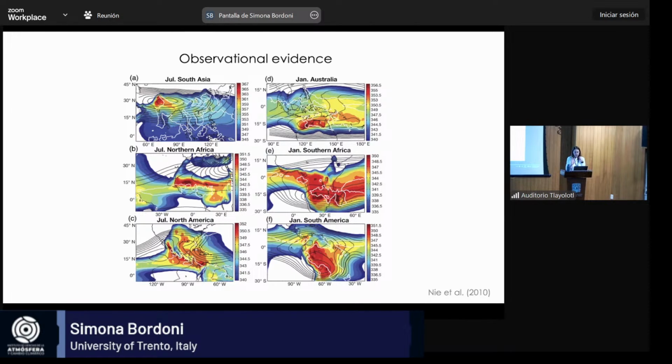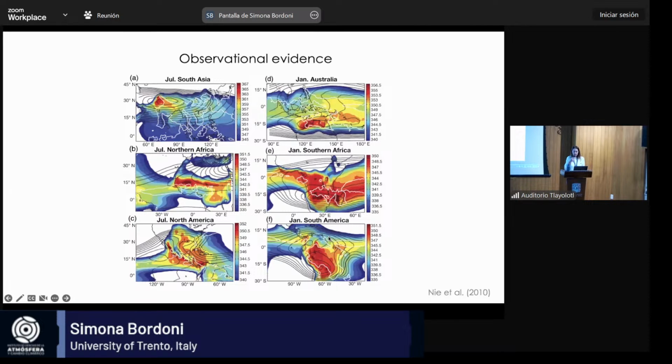I forget which one. I think it was probably ERA-Interim, or maybe even ERA-40 at the time, looking at the distribution of moist static energy in shadings. Here, it's in units of temperature. You just divide by CP and you get units of temperature. The line contours represent mid to upper troposphere temperature. And here the white line basically represents the contour within which monsoonal precipitation develops. And this is for the different monsoon systems: South Asia, Northern Africa, North America, Australia, Southern Africa, and South America.